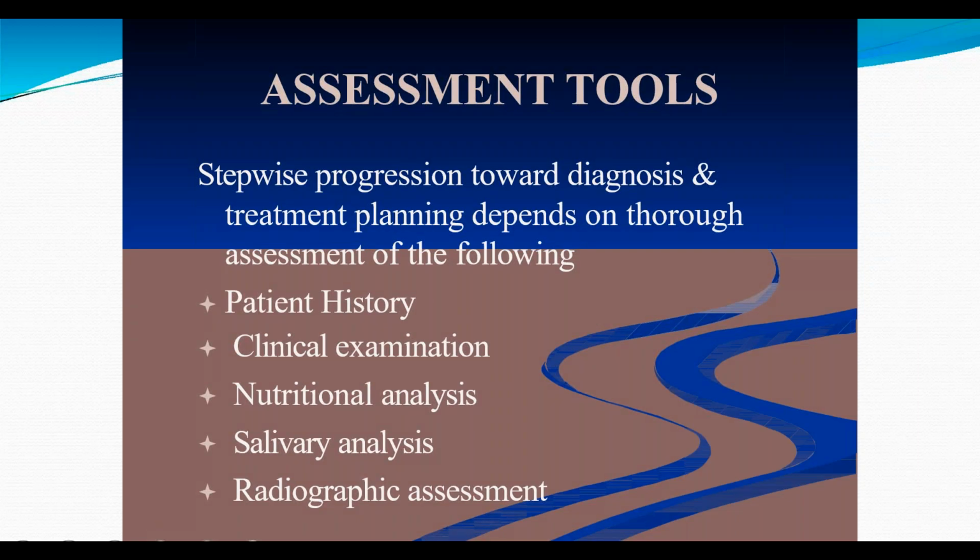Now, assessment tools. Before assessment, there is assessment of the caries risk. There are certain things to keep in mind when you are determining the caries risk. Patient history has to be taken properly. Clinical examination of the patient should be done properly. Nutritional analysis of the patient is done. Salivary analysis and radiographic assessment. So these things should be done in a stepwise manner to finally assess the caries risk.